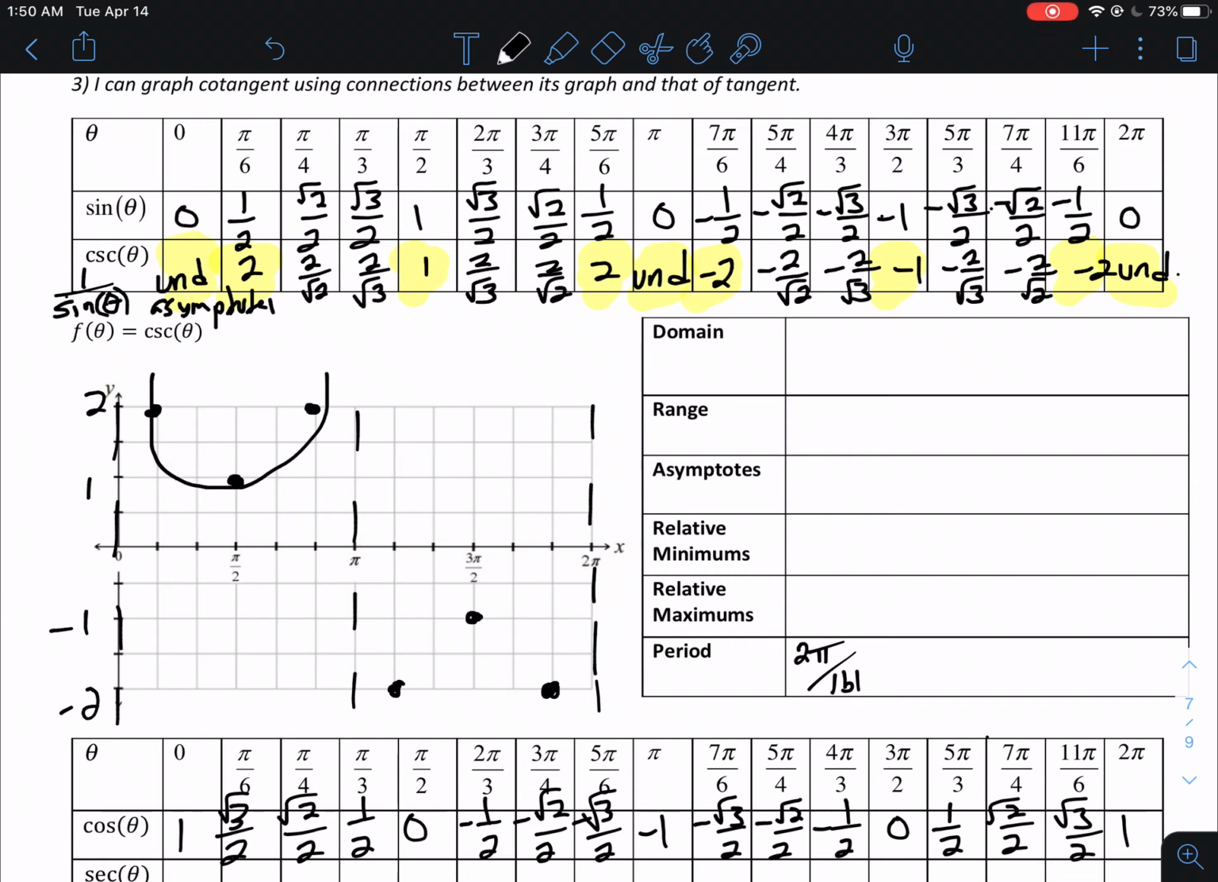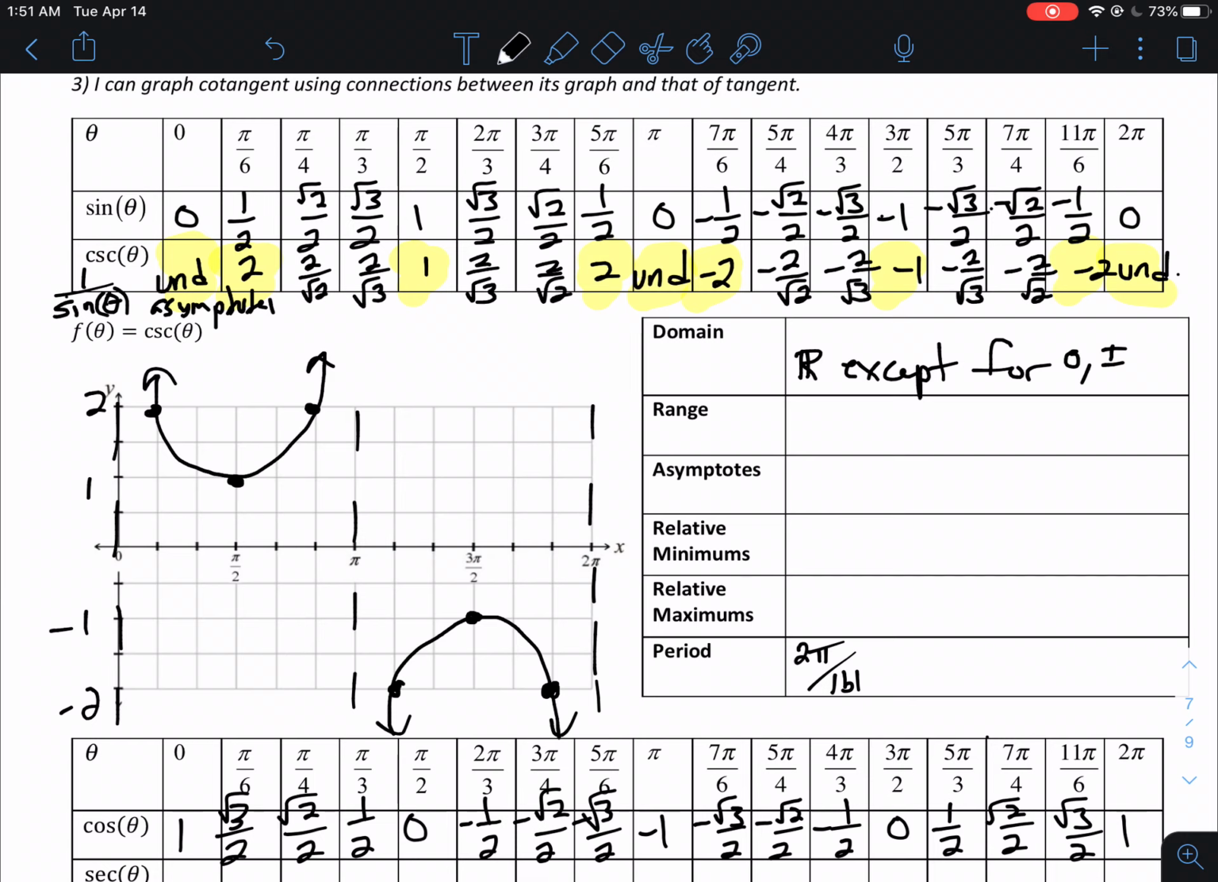What it actually ends up looking like is a set of parabolas almost, which is a good comparison for these. They look something like this. So, let's talk about some of the key features of this. The domain is going to be all real numbers except for those asymptotes, which, if you notice the pattern, are 0, pi, 2 pi, so we're talking about 0, plus and minus pi, plus and minus 2 pi, and so on.